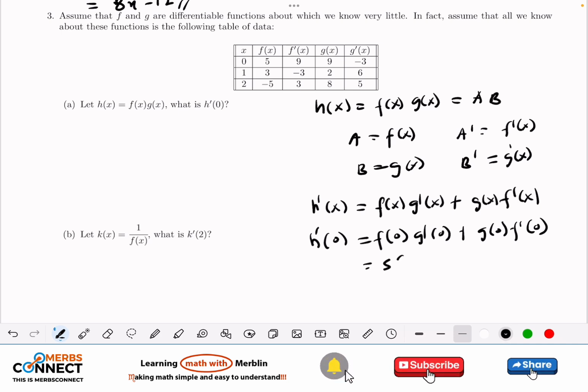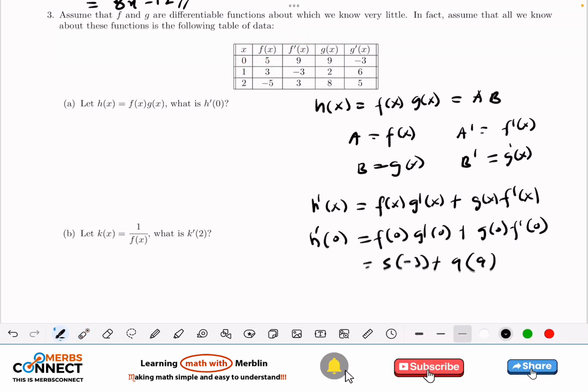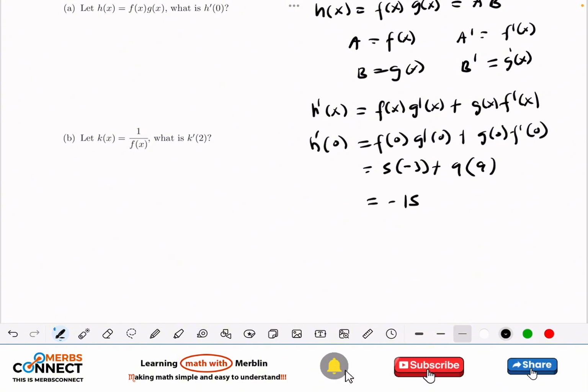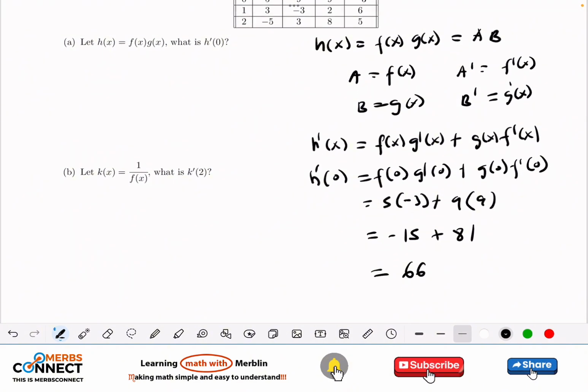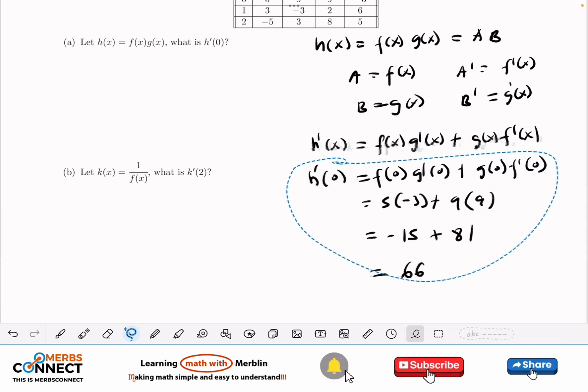So this is going to be 5 times, what is g prime of 0? This is g prime of 0, negative 3. So we can plug negative 3 there, plus. So you see, it's very simple. What is g of 0? This is 0 where they intersect, 9. So we are going to have 9. Then we need f prime of 0. This is f prime, this is 0 where they meet, it's 9. So you're going to have 9 here. So this is going to be minus 15 plus 81, and this one should give us something like 66. I think so. Yes, we are going to get 66. So this will be h prime of 0.